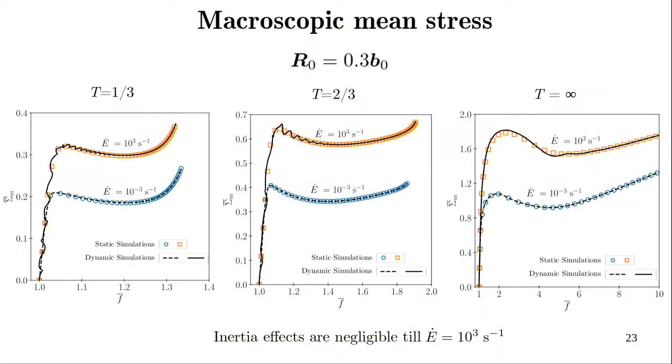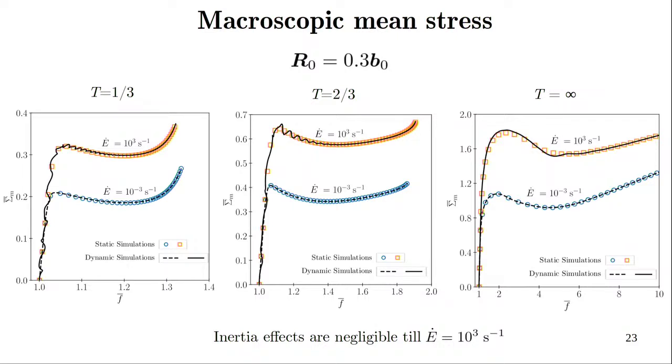So basically, these are four figures: the two lines and the two dotted lines. What are these results? The two dots, orange and yellow, are basically the results from static simulations where the inertia was off. The two lines, dotted and continuous, are the same simulations at the same strain rates, but the inertia is on.